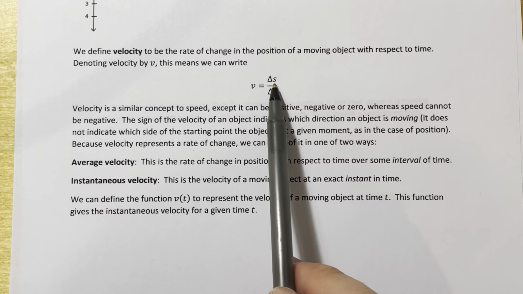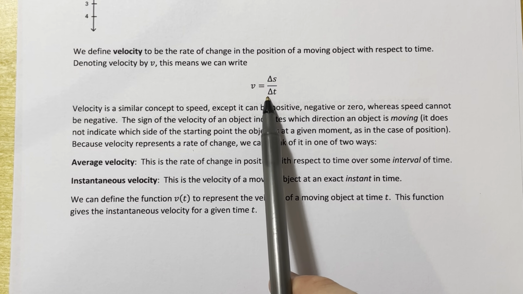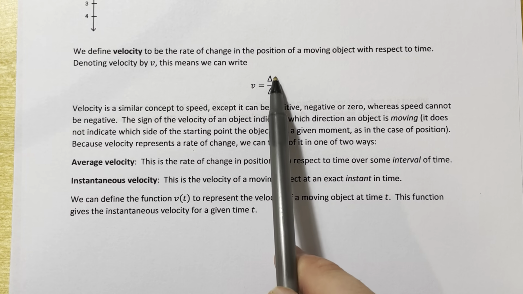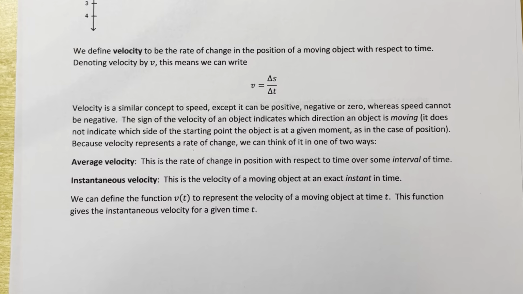Now, this change in position can be negative, and we'll see why that is soon. But time is always going to be measured as a positive quantity, so a negative over a positive would give us a negative. In those cases, velocity can be negative.